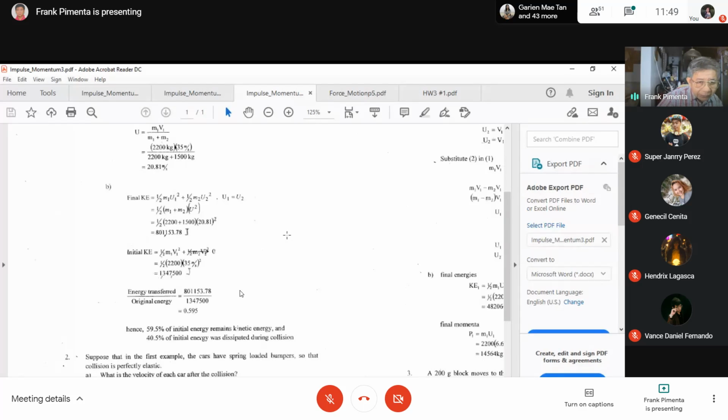For the initial kinetic energy, it is using the velocities before the collision, V sub 1 and V sub 2, but V sub 2 equals 0. So the initial kinetic energy is 1/2 M1 V1 squared. Getting the initial kinetic energy, it was 1,347,500 joules.